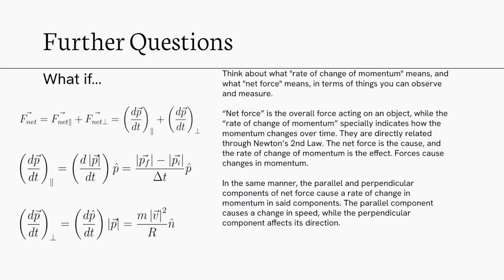Net force is the overall force acting on an object, while the rate of change of momentum specifically indicates how the momentum changes over time. They are directly related through Newton's second law. The net force is the cause, and the rate of change of momentum is the effect. Forces cause changes in momentum. In the same manner, the parallel and perpendicular components of net force cause a rate of change in momentum in said components. The parallel component causes a change in speed, while the perpendicular component affects its direction.